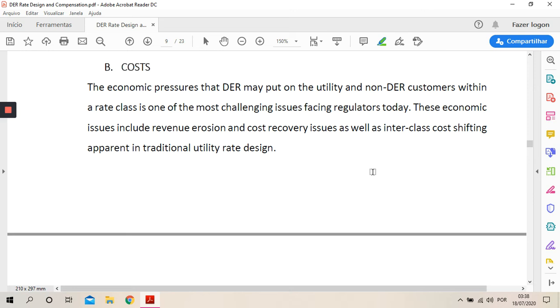Now the costs. The economic pressures that the DER may put on the utility and non-DER customers, with the DER being a rate class, is one of the most challenging issues facing regulators today. These economic issues include revenue erosion and cost recovery issues, as well as interclass cost shifting appearing in traditional utility rate design.